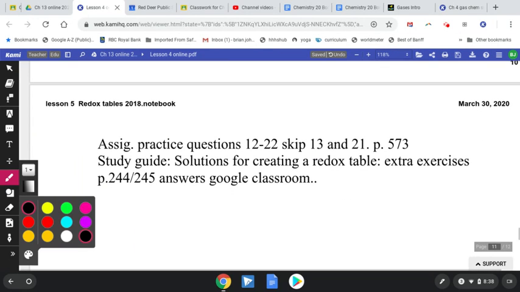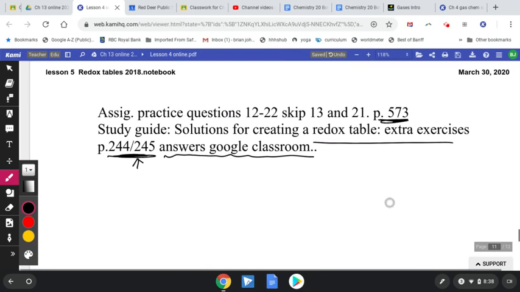So to practice this, practice questions 12 to 22, skip 13 and 21 on page 573. A second one you could do is solutions for extra exercise, creating a table of extra exercises in your study guide. I have posted the answers on Google Classroom for that.